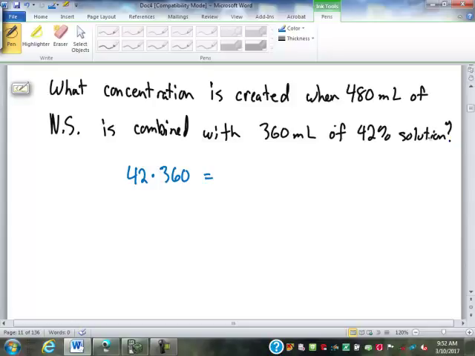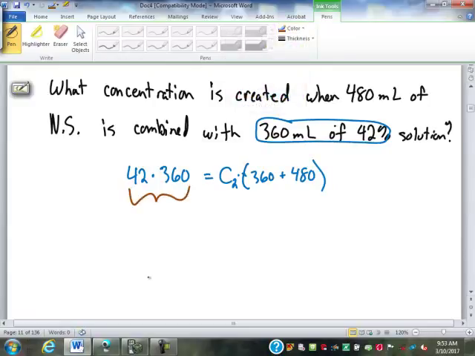So for this problem, we start out with the 360 milliliters of the 42%. So it's 42 times 360 on the left side. On the right side, we don't know what our new concentration is. So that's what we're looking for. I'm going to use C2 there just to keep knowing that's a concentration. The volume of that is the 360 milliliters of the 42% plus my 480 milliliters of saline that I've added.